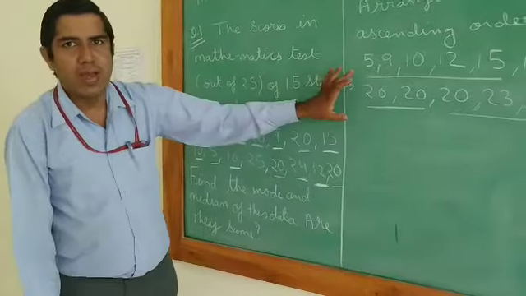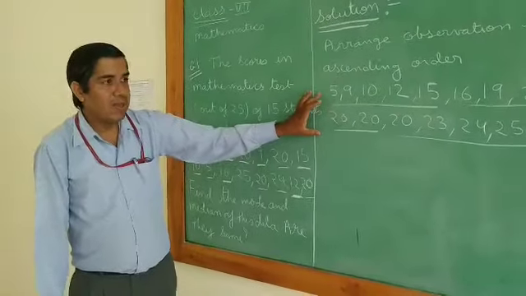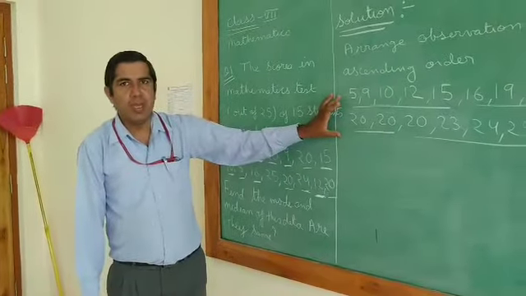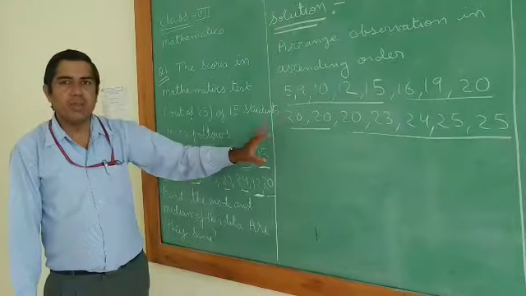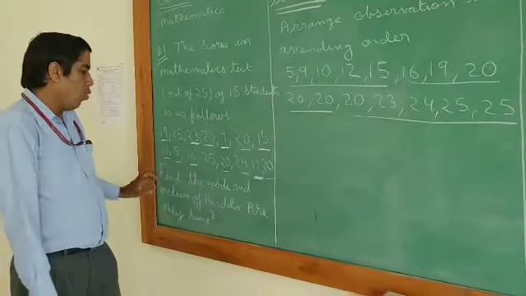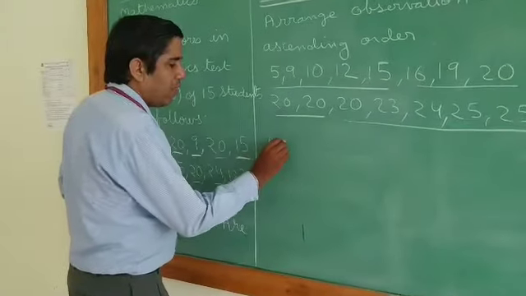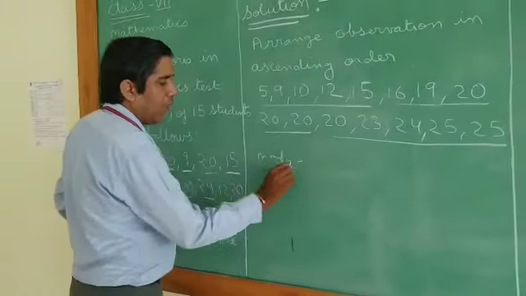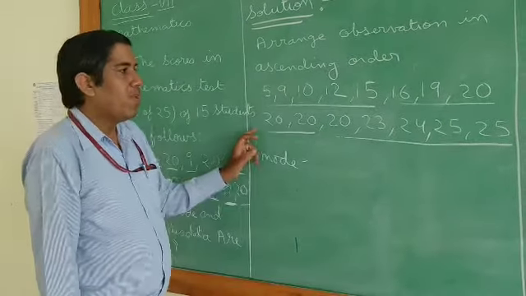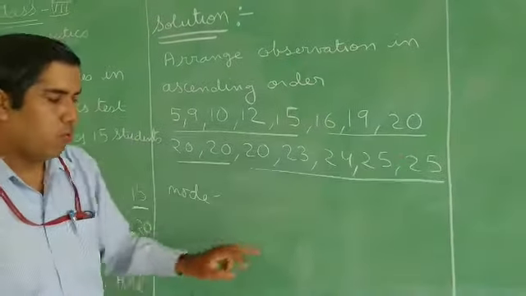This is the main step in solving median or mode: arranging in ascending order, and no number or observation should be missing. If by mistake we miss any observation, the answer will change. So we have to be very careful in this. Now what I said, I will find the mode first. So mode means, as we have already seen in the last video, which number repeats the maximum number of times. So which number is repeating maximum times? You can see 20. So 20 is the mode.